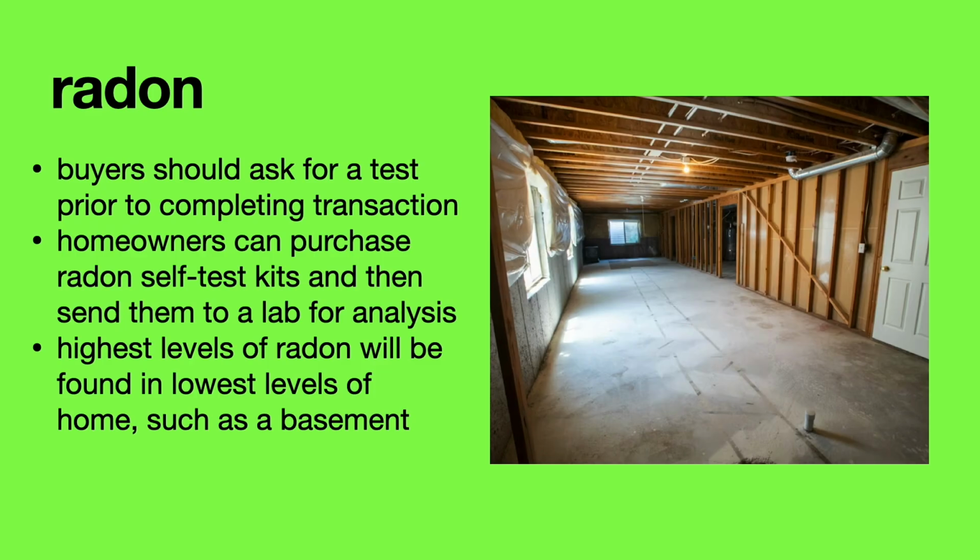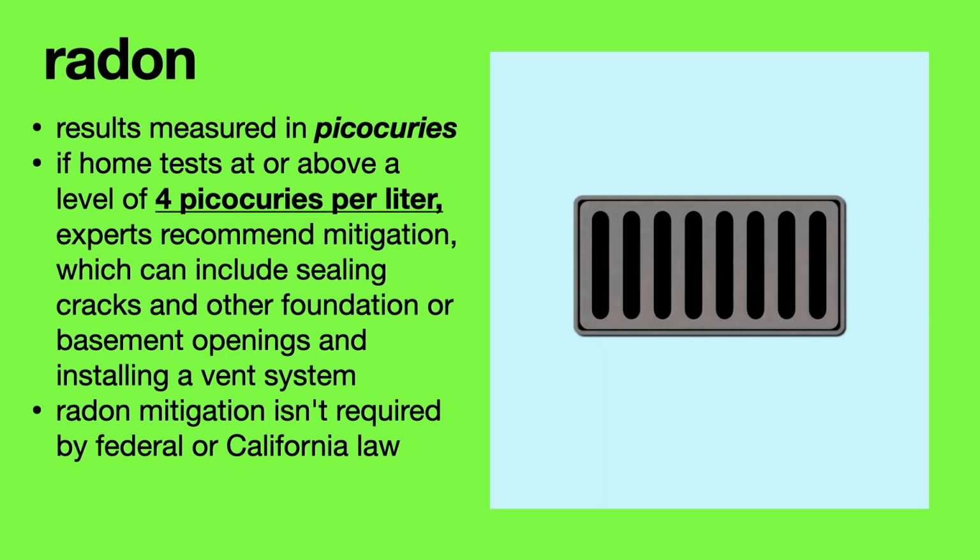Homeowners can purchase radon self-test kits and send them to a lab for analysis. The highest levels of gas will be found in the lowest levels of the home, such as a basement. Results are measured in picocuries. If the home tests at or above a level of 4 picocuries per liter, experts recommend mitigation, which can include sealing cracks and other foundation or basement openings and installing a vent system. Radon mitigation isn't required by federal or California law.